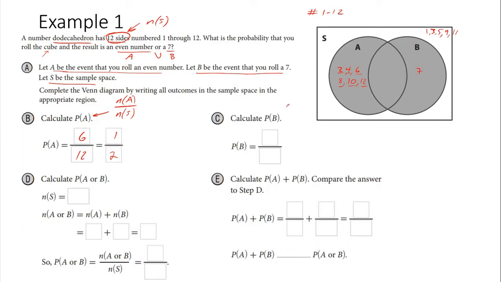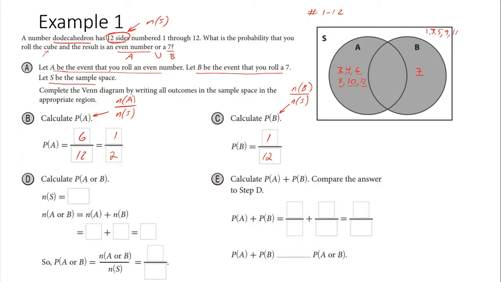Now we have to calculate the probability of event B. Well, that's the number of elements that are in set B. Oops, sorry, I don't know why I put a 7 there. It should be a B. So the number of elements in set B divided by our total sample space. So we have one element, 7 itself, out of the 12. Okay, so we have a 1 out of 12 chance of rolling a 7.